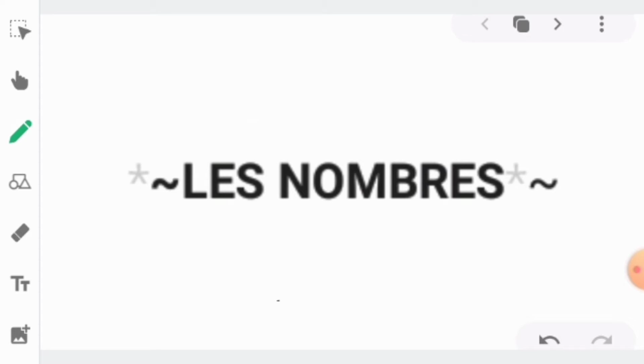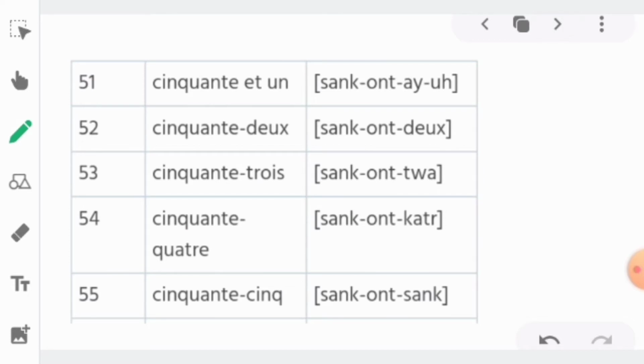Now the numbers from 51 to 59 will have cinquante in them, which means 51 comprises 50 plus 1, 52 comprises 50 plus 2, 53 comprises 50 plus 3. It means 50 is already added in it. So how will you write 51? As you can see, 51 will be 50 plus 1. So 51 will be cinquante et un.